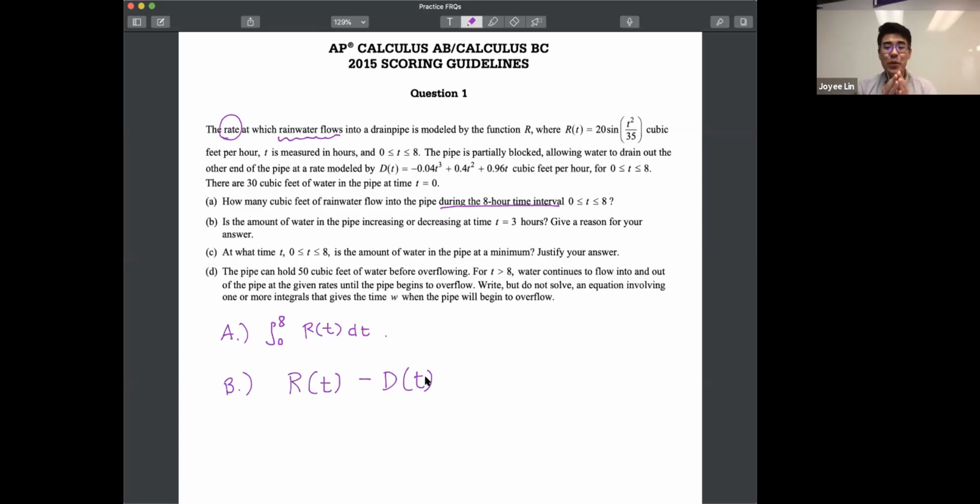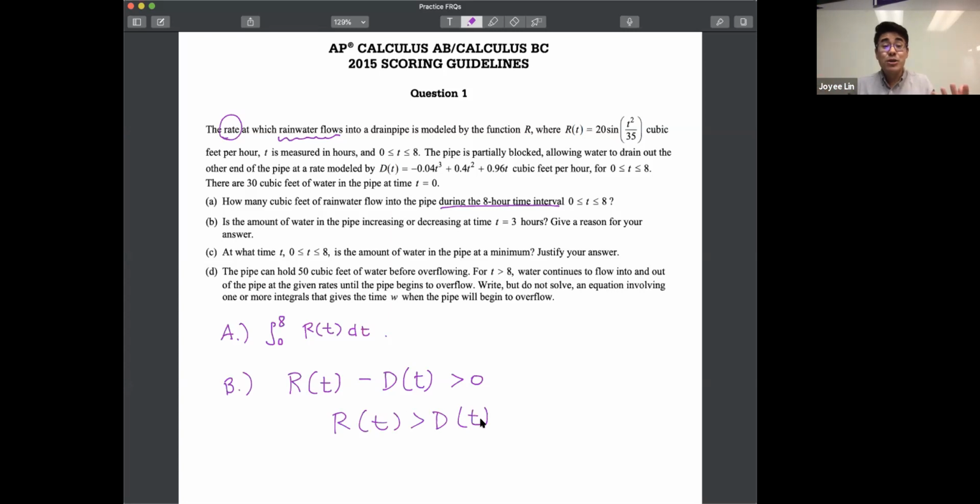Now, when are we going to have water increasing? We're going to have water increasing when the inflow is bigger than the outflow. So we either need R of T minus D of T greater than 0, or you can say when R of T is greater than D of T, because these are the rate functions. When somebody responded, they said, take the derivative of these functions. And you don't want to because they're already rates. They already represent the derivative.